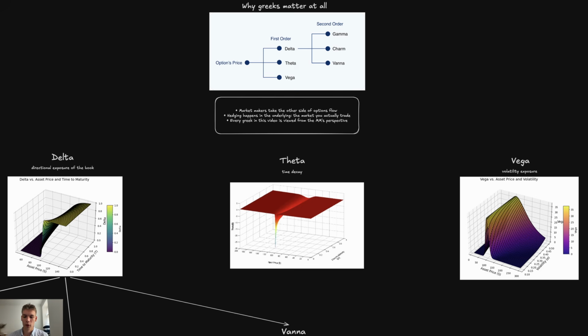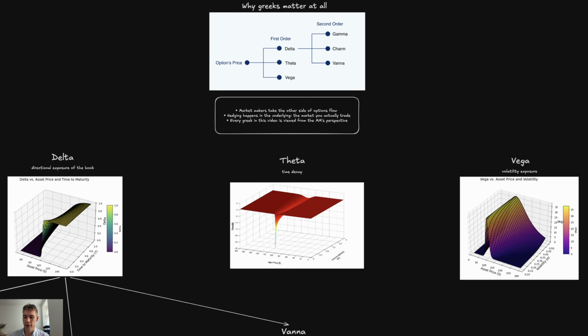First and the most important Greek on the list is delta. From the buyer's perspective, it's how much your option moves per point in the underlying. From the market maker's perspective, it's the hedge requirement. So if the dealer's book is short 1,000 deltas, they buy 1,000 deltas of the underlying, meaning in futures.